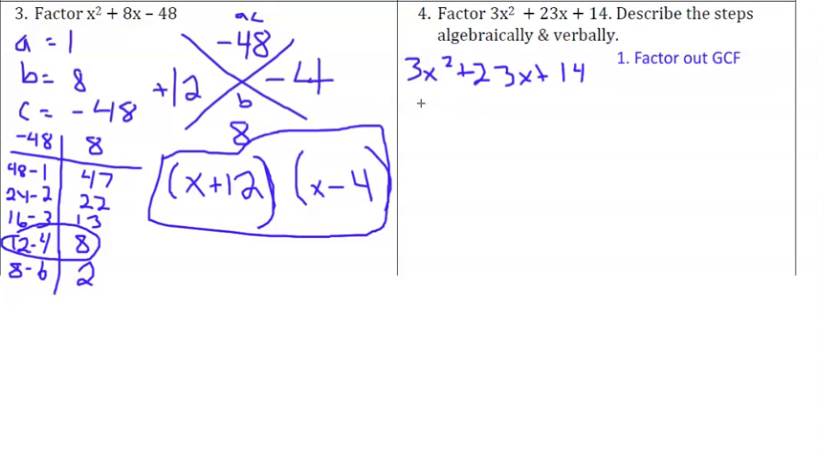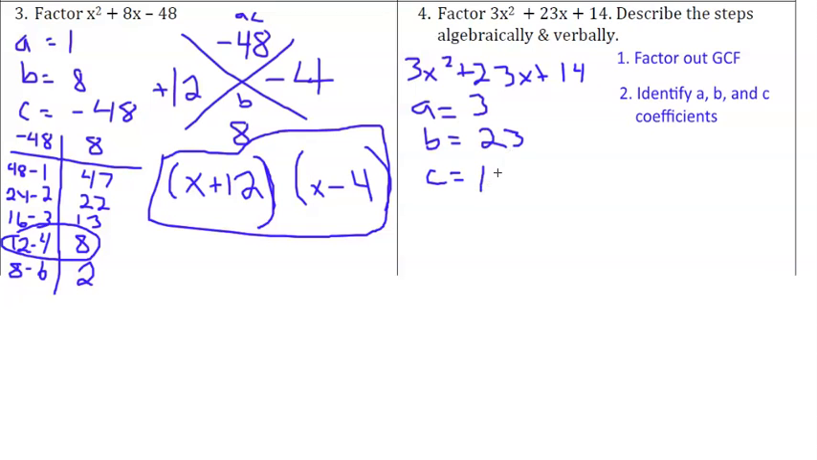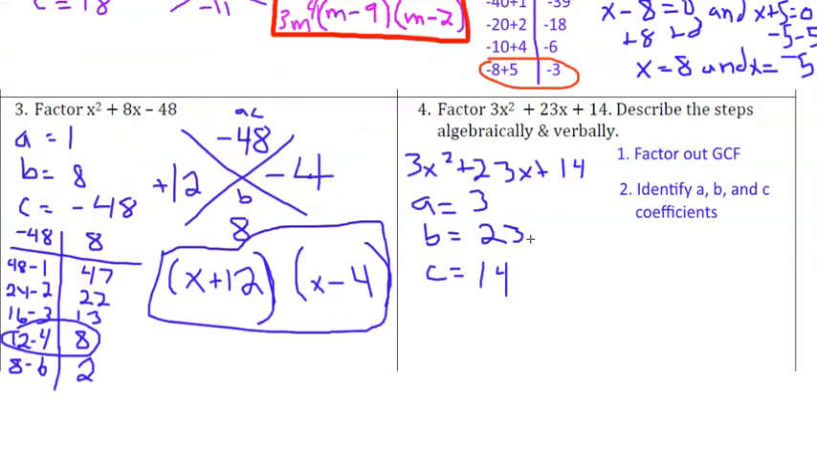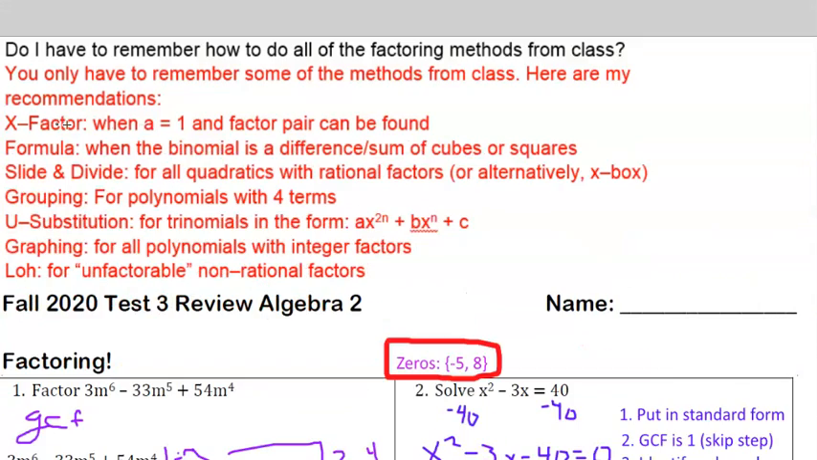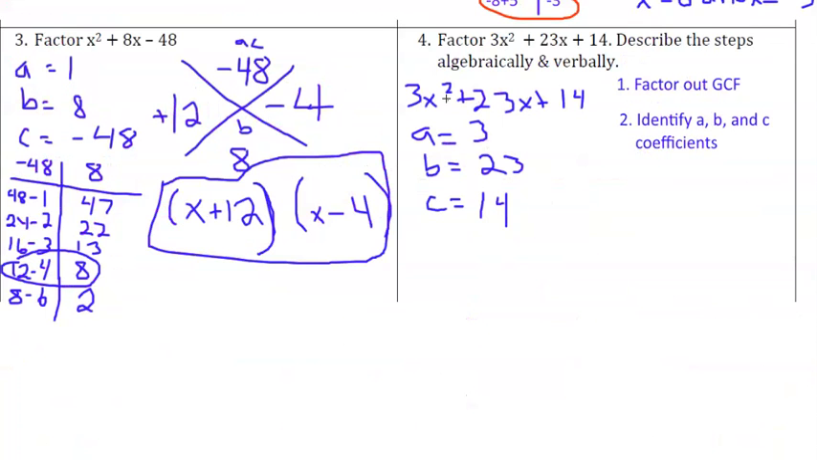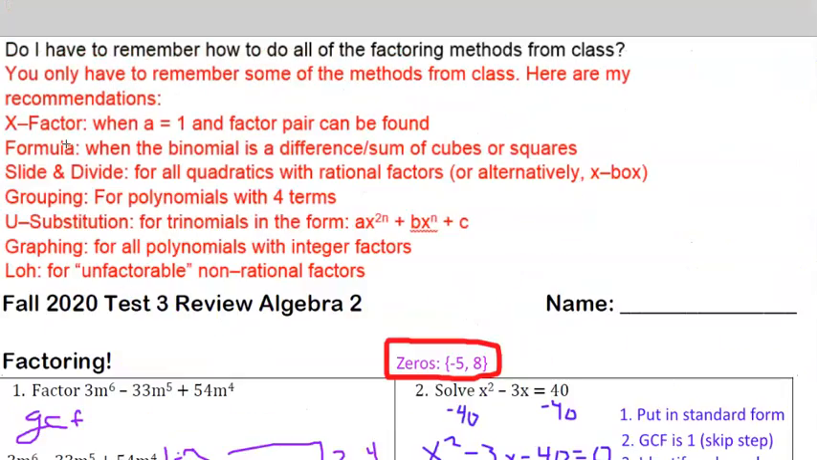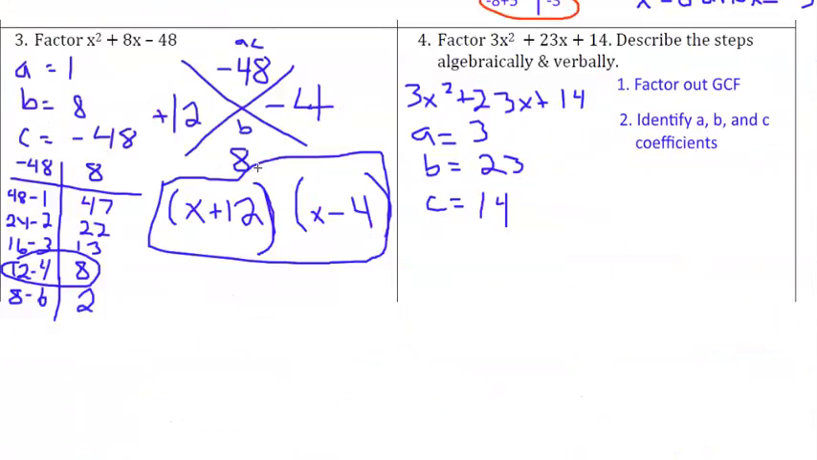Identify A, B, and C. So our A coefficient is 3, our B coefficient is 23, and our C coefficient is 14. From there you want to identify a factoring method and factor completely. Now A is not 1, so we can't do X factor. It's not formula 1 because this isn't a binomial. So let's do the slide and divide method.